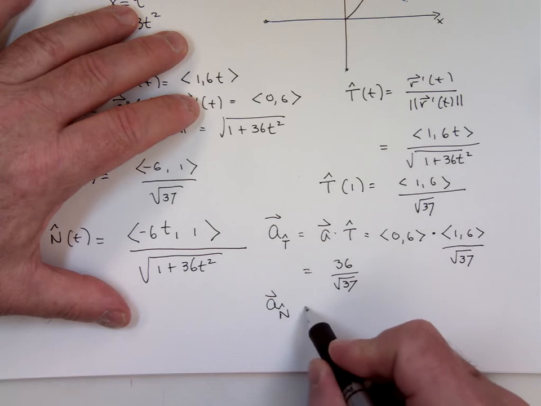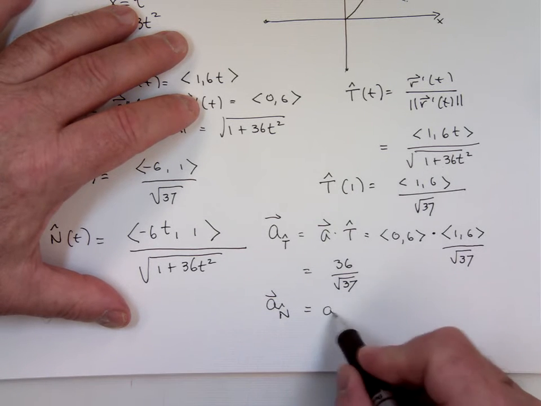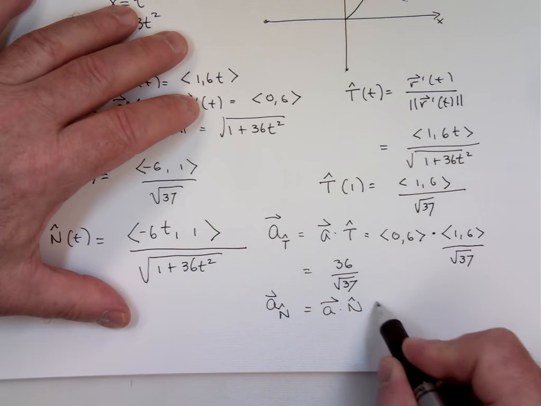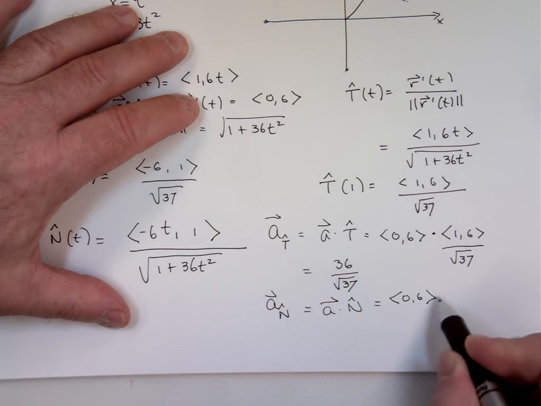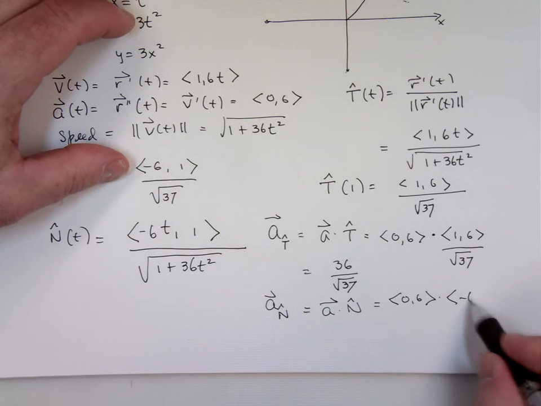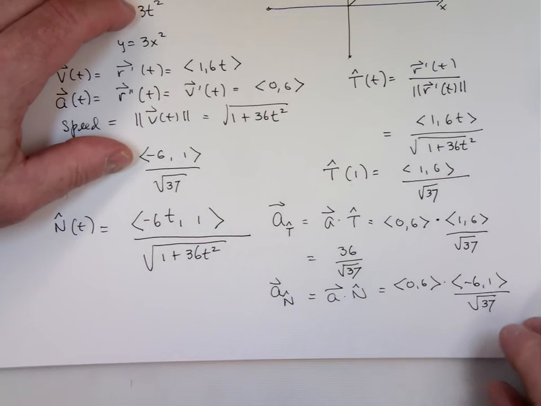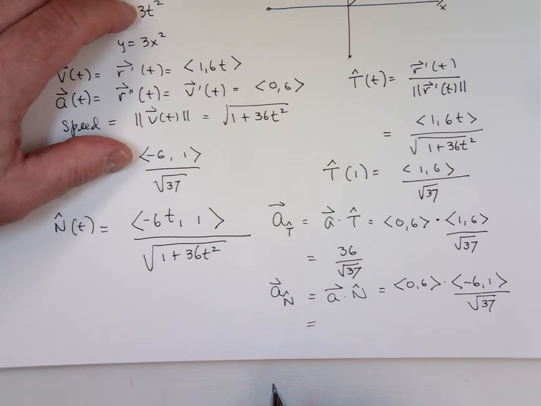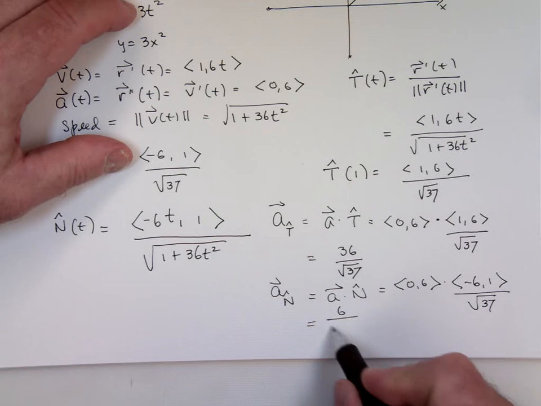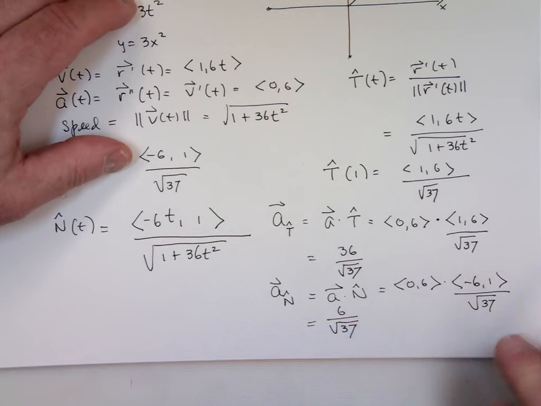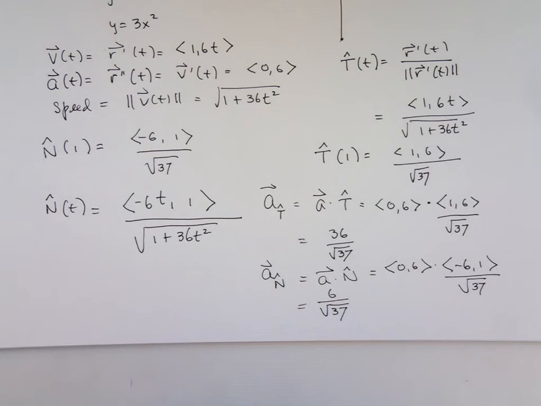How much of the acceleration is along the normal line? That's a dot N, where N is negative 6, 1, over square root of 37. And that's equal to 6 over the square root of 37. Okay? And what it's saying is that more of the acceleration is directed along the tangent line, 6 times as much of the acceleration along the tangent line as opposed to the normal line. Okay? And in some problems, that would be useful.